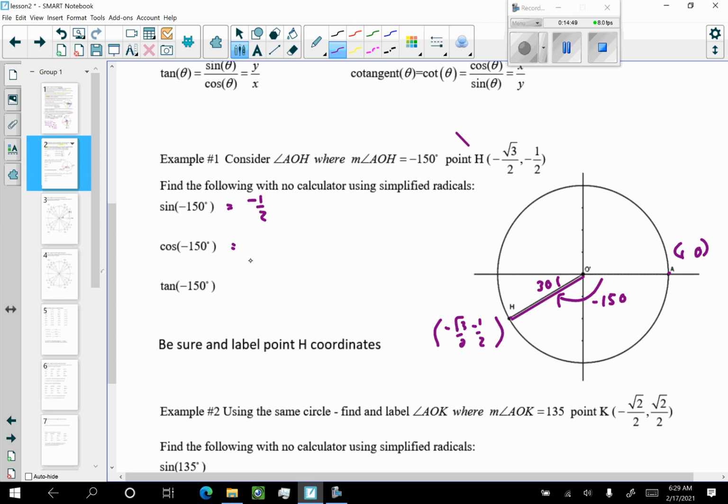What's the cosine of negative 150? Oh, it's that x value, negative square root of 3 over 2. What's the tangent? The tangent is still going to be the opposite over adjacent. The opposite is the y, so it's going to be negative 1/2 over negative square root of 3 over 2, and that simplifies to 1 over square root of 3. Multiply that by square root of 3 over square root of 3, and you get square root of 3 over 3. And that's the tangent of negative 150.